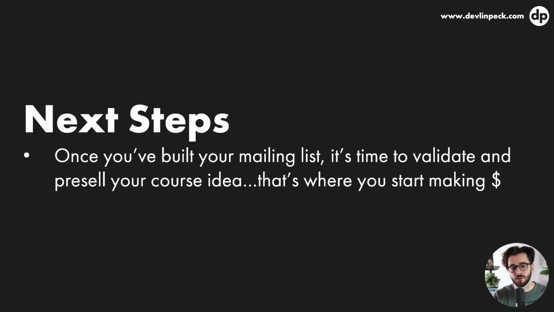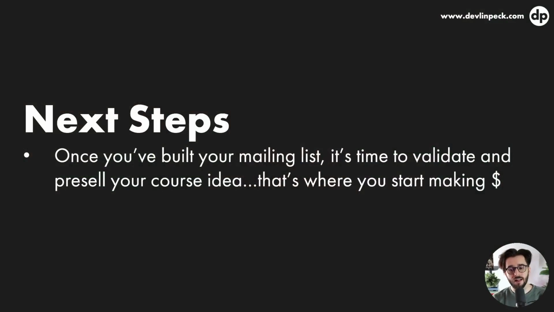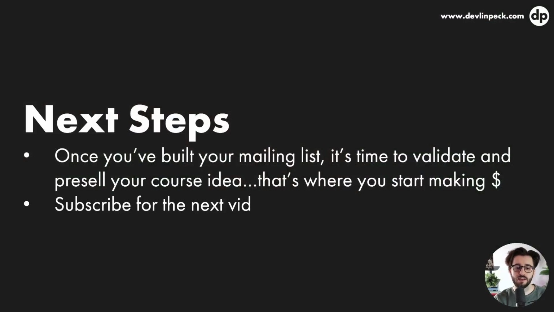And after that, once you've built your mailing list to a few hundred to 1,500 people or so, it's time to validate and pre-sell your course idea. This is where you start making money. This is where you actually start producing sales. If you've been following the playlist, there have been quite a few steps to get here. You want to create good content, which then builds your mailing list for you. I did my first pre-sale at around 1,000 or 1,300 people on my mailing list, and I pre-sold it for around 15K or so. Hopefully this playlist will help you do even better than that, but that's what we're going to get into in the next video.